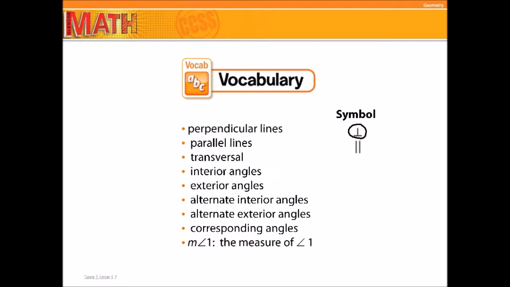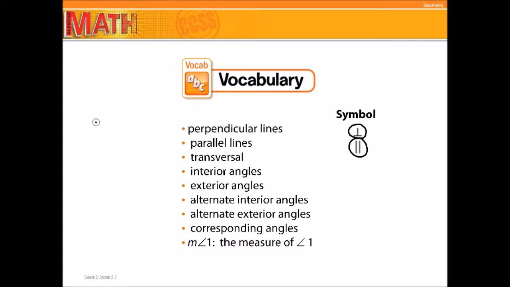Parallel lines are two lines that will never cross. This is the symbol for parallel lines. Notice they go up and down. If you were to write them horizontally, it would look like an equal sign. So when you're writing the parallel symbol, it needs to be vertical.